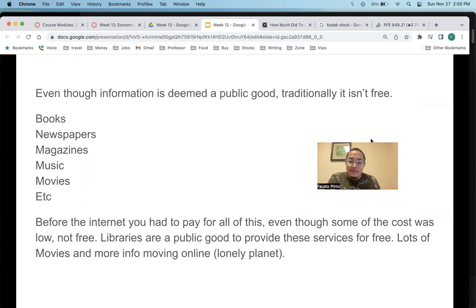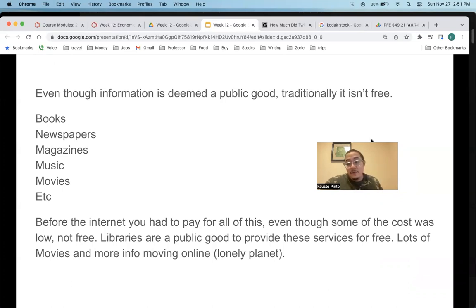When you go to libraries in wealthier neighborhoods, they're better than the ones in the poorer neighborhoods because the tax money is more, they have more funds and things like that. But regardless, libraries are a public good, and they help us get these things that necessarily aren't for free. Before the internet, you had to pay for all of this. Even though the cost was low, it wasn't free.